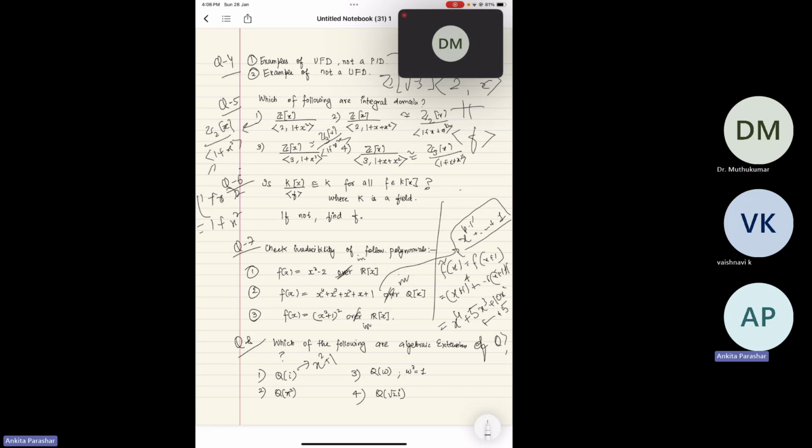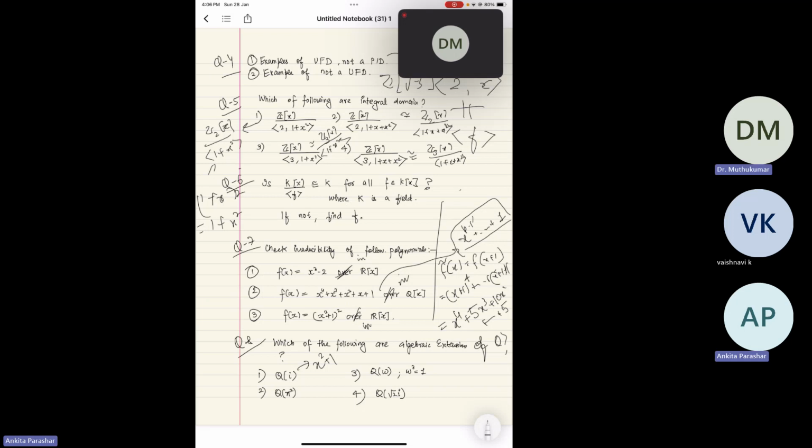So if you can find a polynomial over Q which has I as a root, then you say I is algebraic over Q, and you can see that it satisfies this polynomial over Q. So therefore I is algebraic, and every element of Q is anyway algebraic over Q. So this whole extension is algebraic over Q because every element is algebraic over Q. It's okay, right?